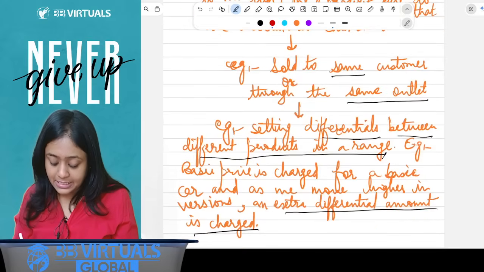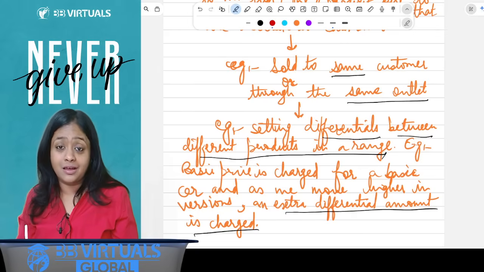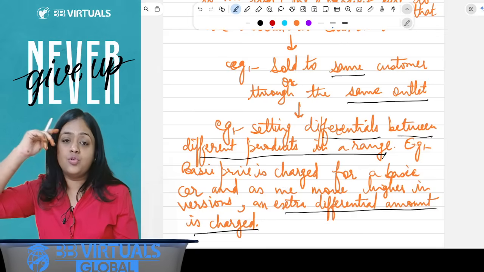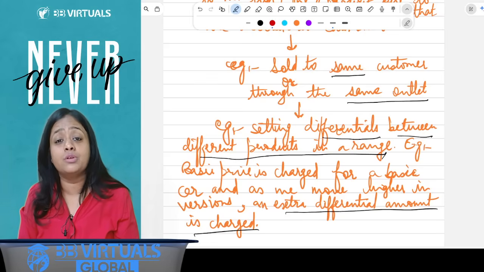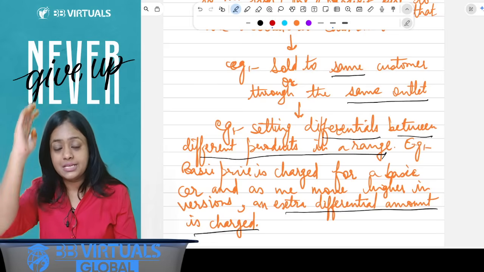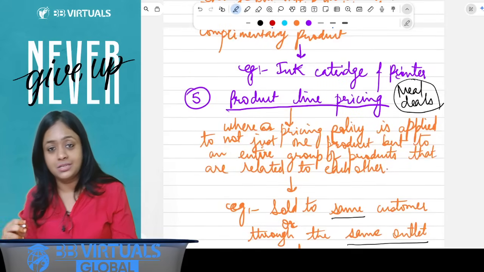So for example, setting differential prices between the different products in a range. Like a basic price charged for a basic car, but as you go to the enhanced, better versions of the car, you get a higher price charged. So that is in the same product line only, where we have differential prices charged.